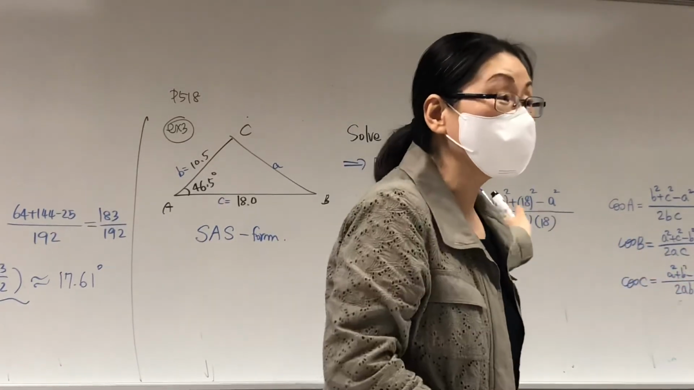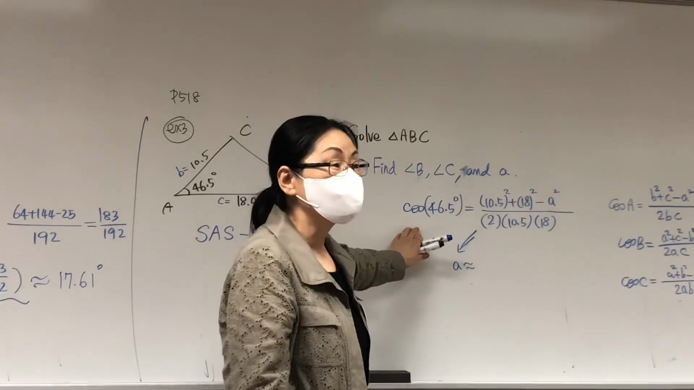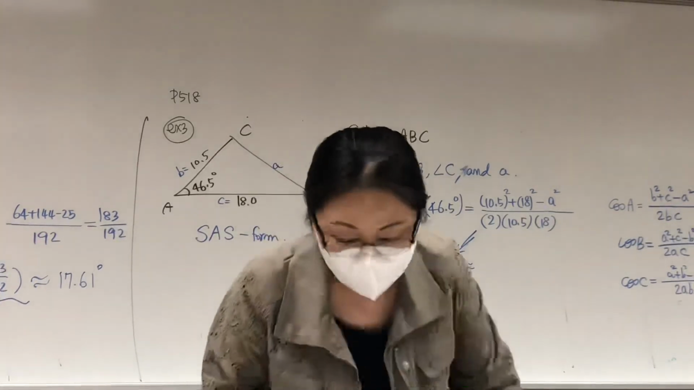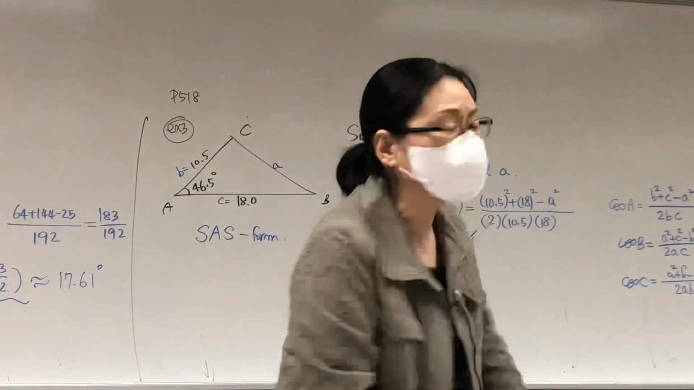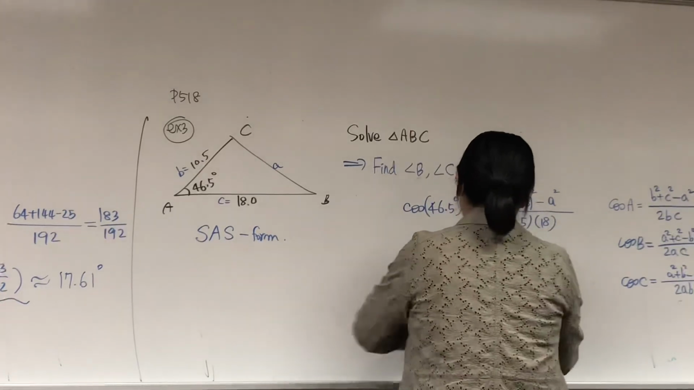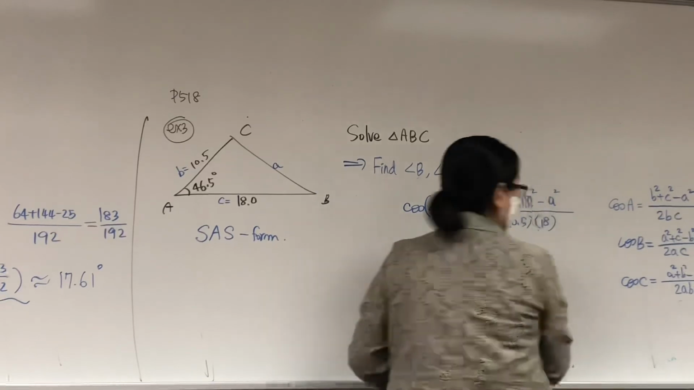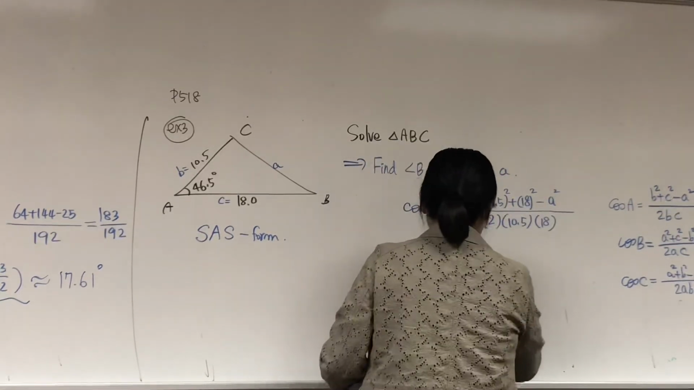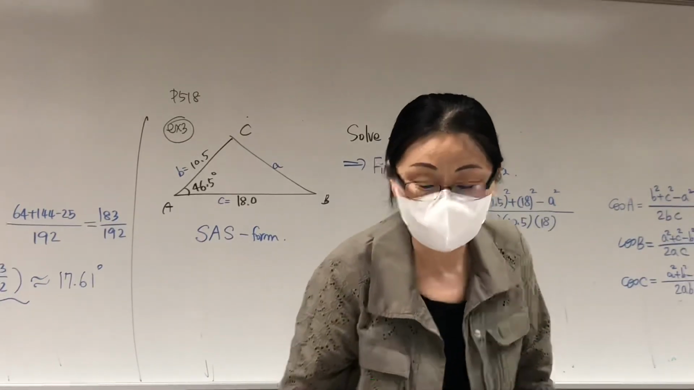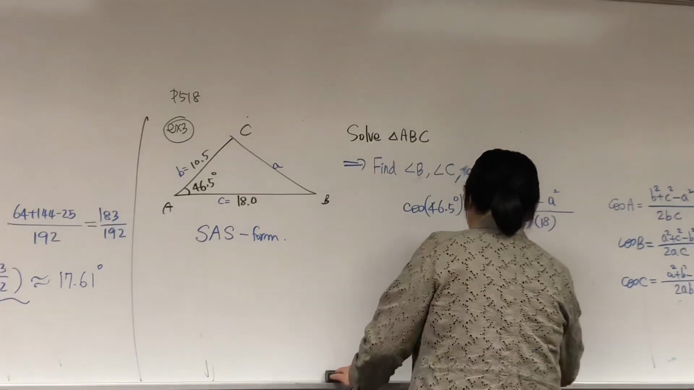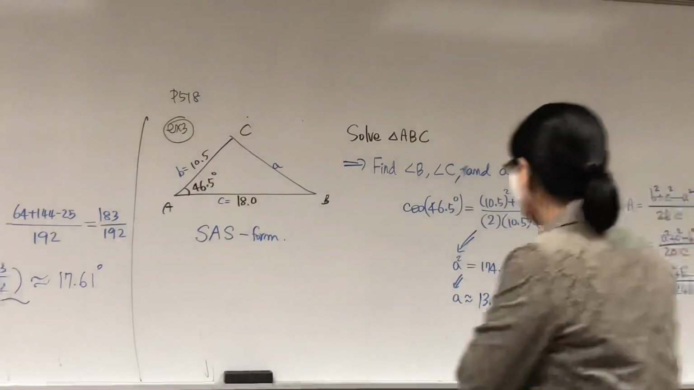You can solve for A, right? You can use the calculator. So what is A? It comes out to be the square root of 174.05, which equals 13.2. So A is approximately 13.2. Yes, now you have this.